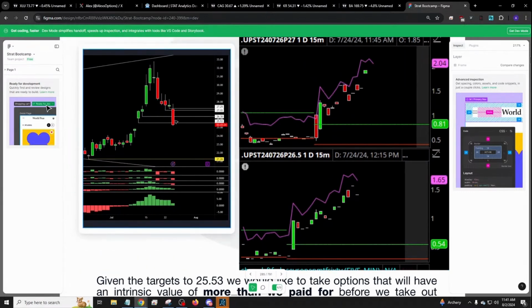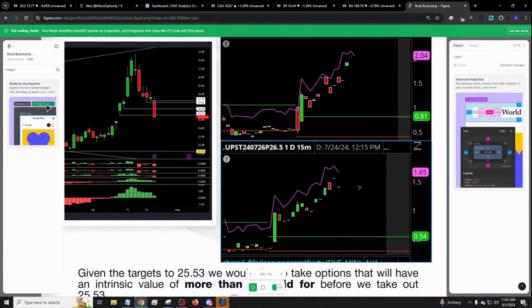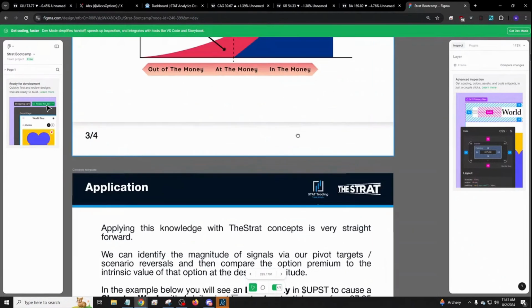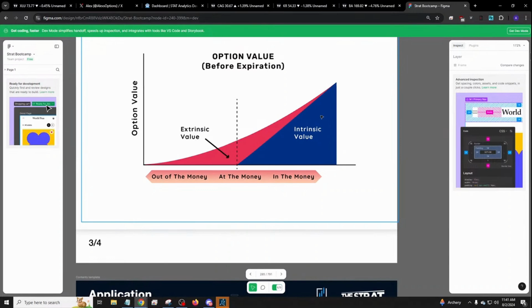So we want to be in the money before our targets, and we want an intrinsic value higher than whatever we paid for it, because that allows you to then have break-even stops, even though you're playing options which depreciate. Because intrinsic value, as you can see here, does not dissipate with time. It stays the same. So that's what we're looking for with options.